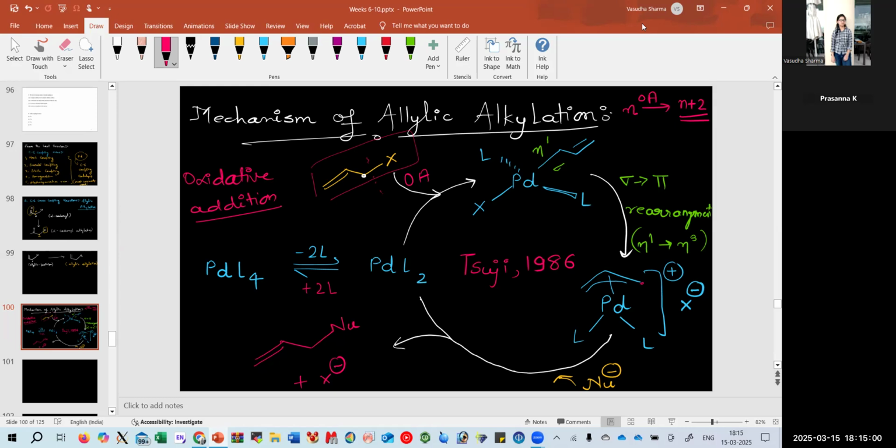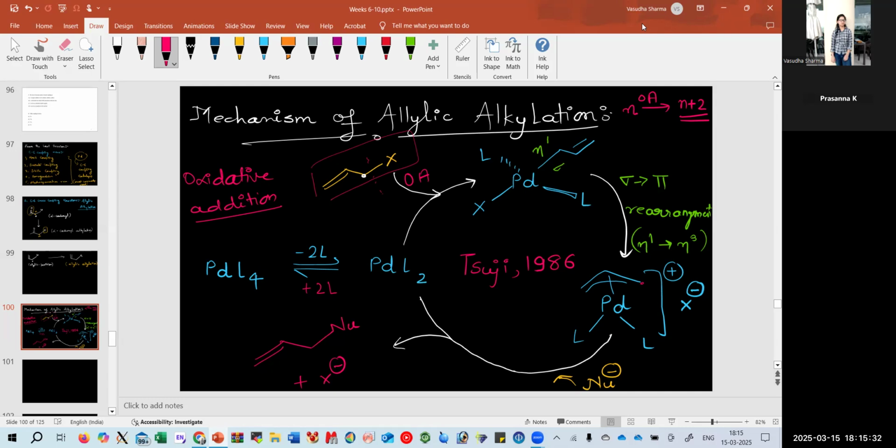Your metal center will lose two electrons, followed by when we have an allylic bond, which is in eta 1 form, sigma 1, and now we want to remove this particular X, it would rearrange from eta 1 to eta 3, followed by the leaving of your X group, which is a leaving group. It can be halogen, it can be anything. Once this rearranged complex has been formed, palladium has attained a positive charge, or overall positive charge is there on the complex.